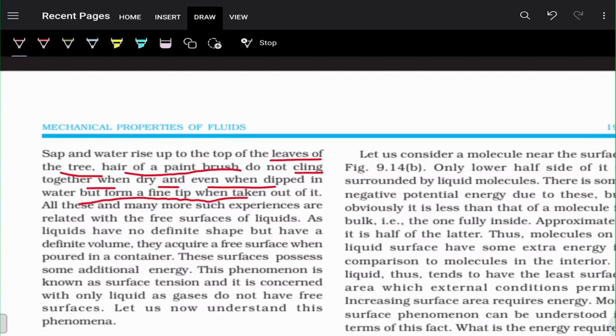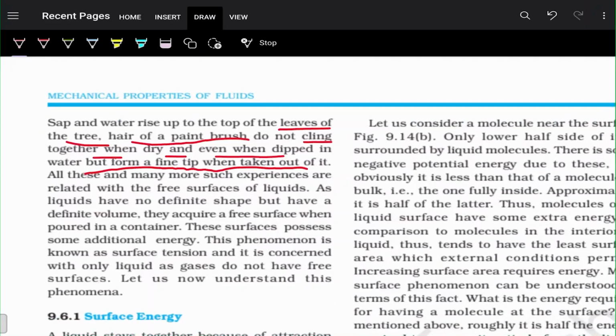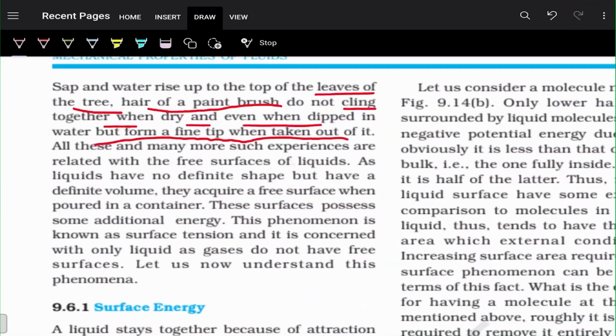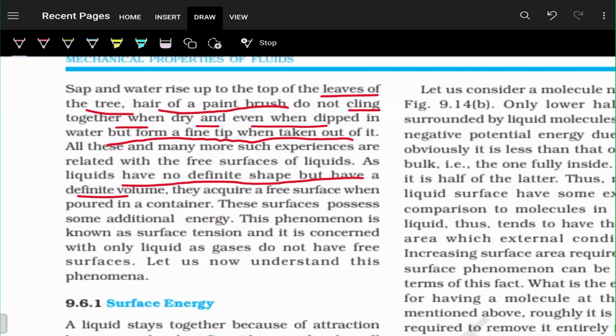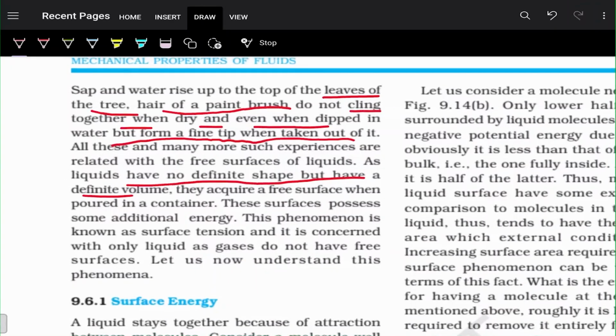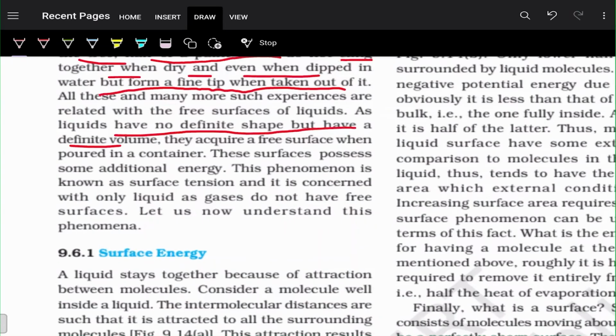All these and many more such experiences are related with the free surfaces of liquids, as liquids have no definite shape but have a definite volume. Liquids have no definite shape; whatever container we pour them into, they take the shape of that container. But liquids have a definite volume. They acquire a free surface when poured in a container. These surfaces possess some additional energy.